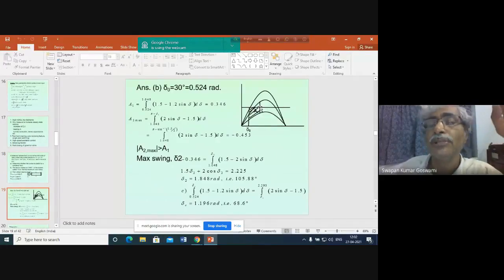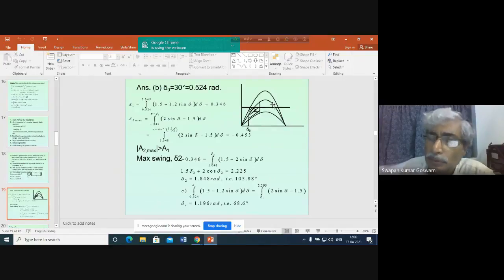That means the synchronous speed will be restored before this point is reached. So we have to find out at what angle that synchronous speed will be restored. That is the maximum rotor swing. So that angle is delta 2. So what we shall do, we shall start integration from 1.408 and integrate up to delta 2.